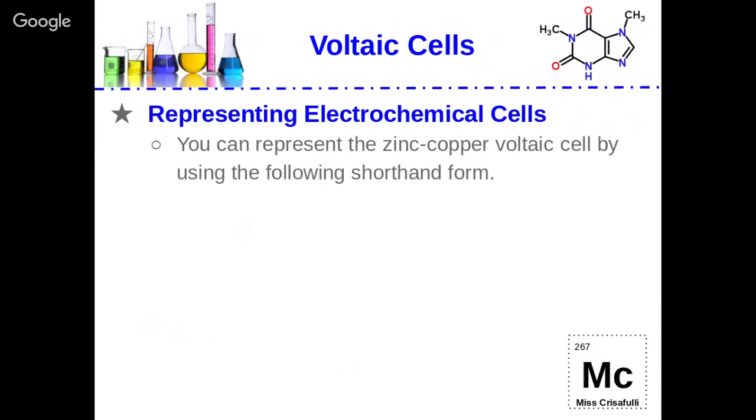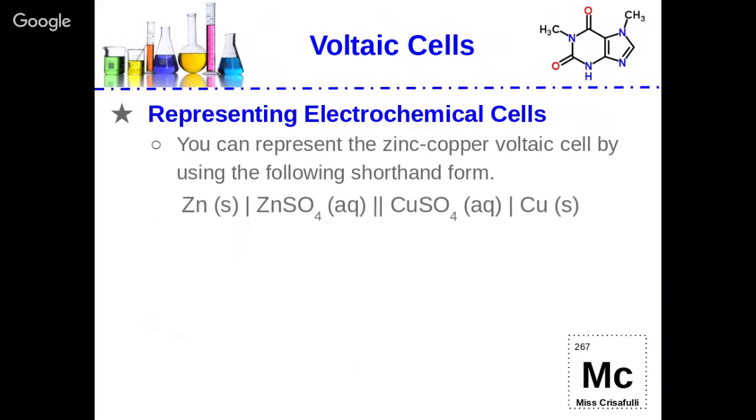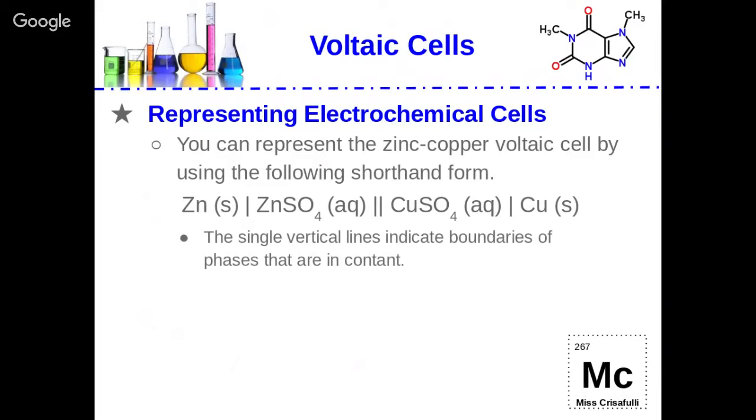So let's talk about representing electrochemical cells. We can represent the zinc copper voltaic cell by using the following shorthand form. So we have zinc solid, and then we have a single bar going into zinc sulfate because that's where our zinc 2 plus is coming from. Then we have copper 2 sulfate, which is going to be what's in our beaker, our solution, and we have the copper solid, which is going to be the copper piece. The single vertical lines indicate boundaries of phases that are in contact. So we have zinc with zinc sulfate and copper sulfate with copper.